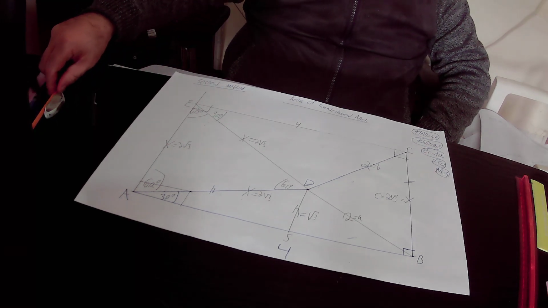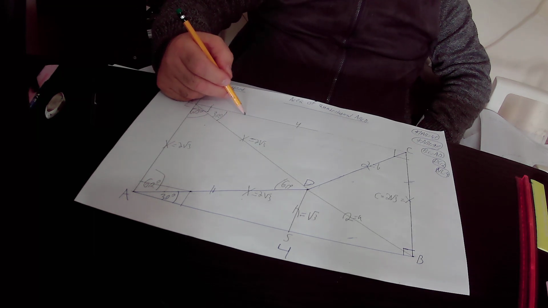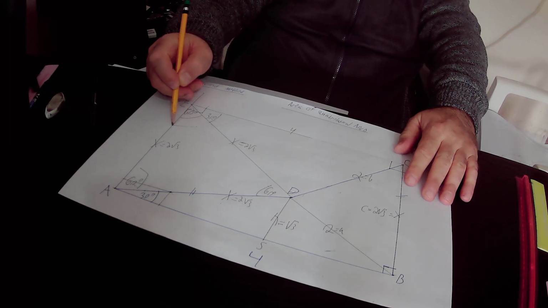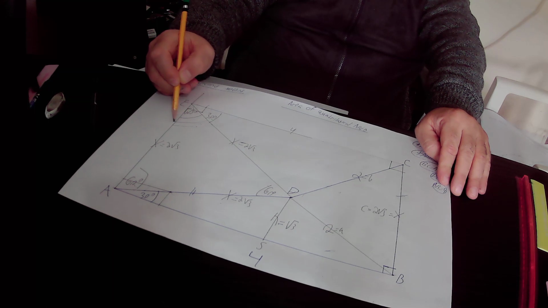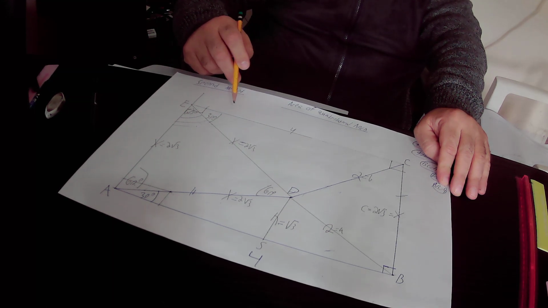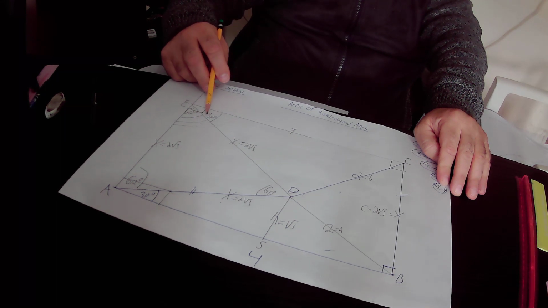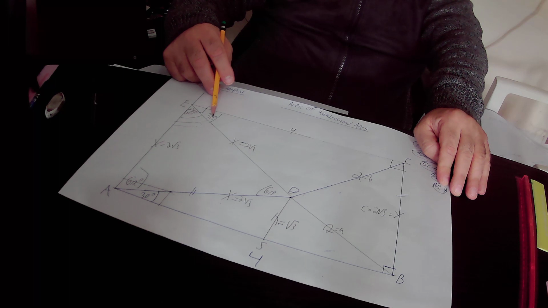Again, angle AEC is 90 degrees minus this angle that is 60 degrees, because if you take this angle and subtract from it this angle, you will get this angle. That is to say, 90 degrees minus 60 degrees equals 30 degrees. So this angle is 30 degrees.